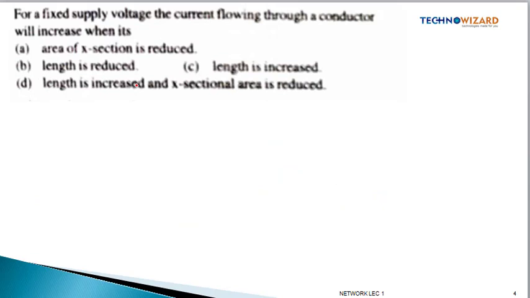The next question is: for a fixed supply voltage, the current flowing through a conductor will increase when? The basic formula according to Ohm's law is V is equal to I into R. We have to relate current with voltage and resistance. It says for a fixed supply voltage, which means voltage is constant. So current is inversely proportional to resistance.